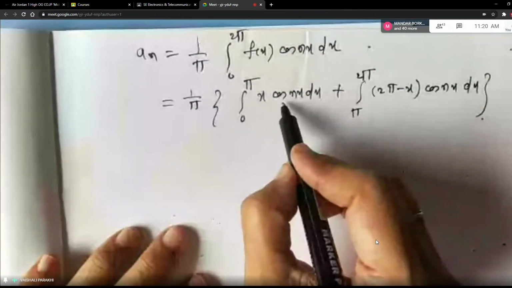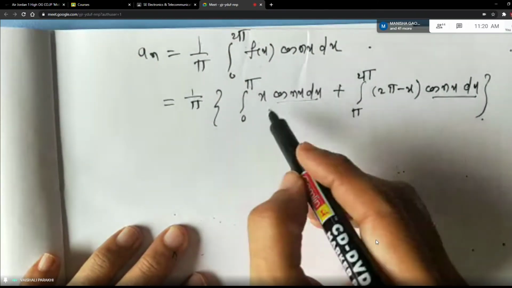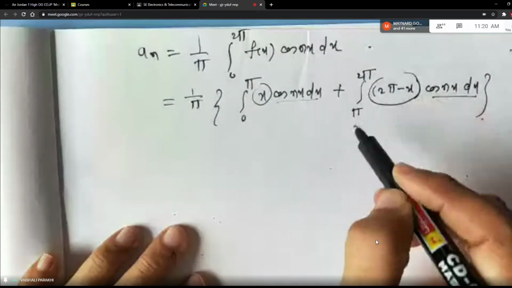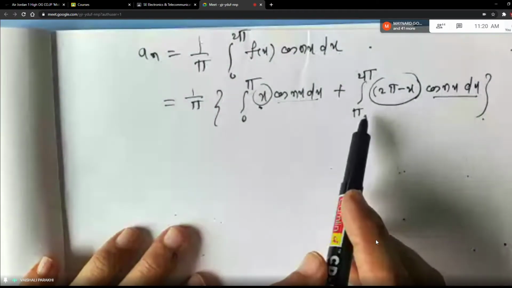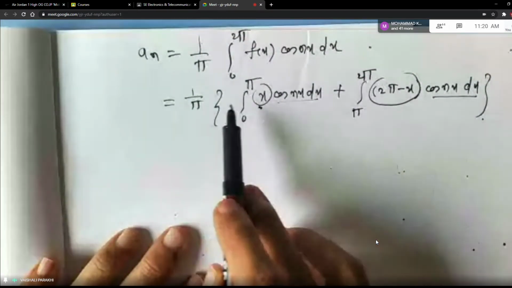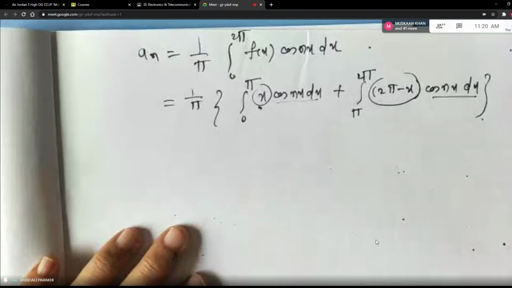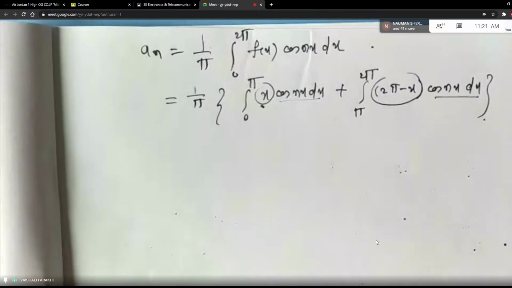So if you observe, cos of nx dx, this part is same, students. What is changed? Only this f of x is changed. F of x in the limit 0 to pi is x, and f of x in the interval pi to 2 pi is 2 pi minus x. From where we are getting this? In the problem itself it is defined. Okay, any doubt, students? Splitting of the integral. So formula is same, only we have split it and the corresponding f of x is taken into consideration.